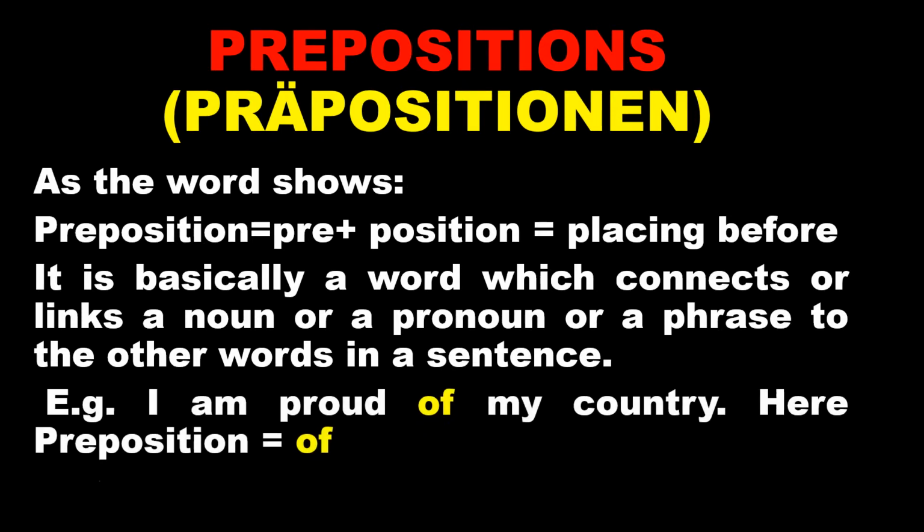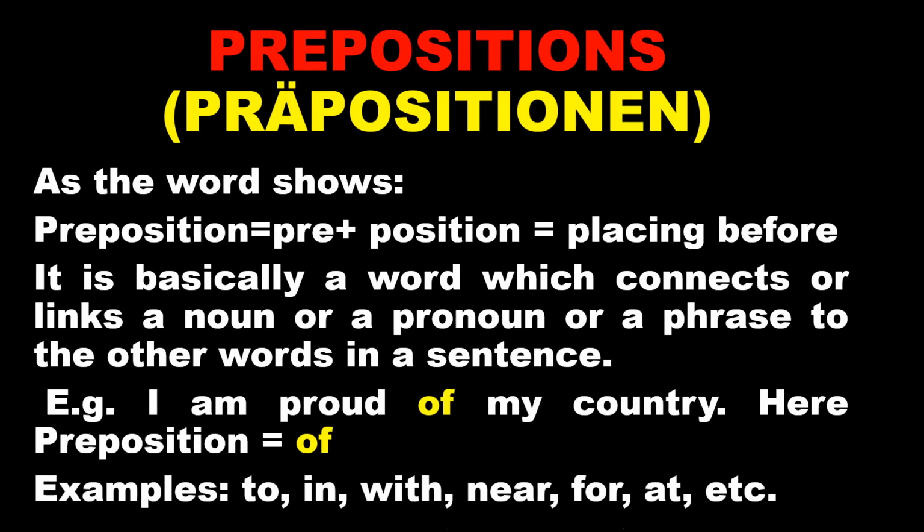Let's see an example in English. I am proud of my country. Here you can see the preposition is of. Some more prepositions in English are to, in, with, near, for, at, etc. There are many, and these prepositions are also in the German language.